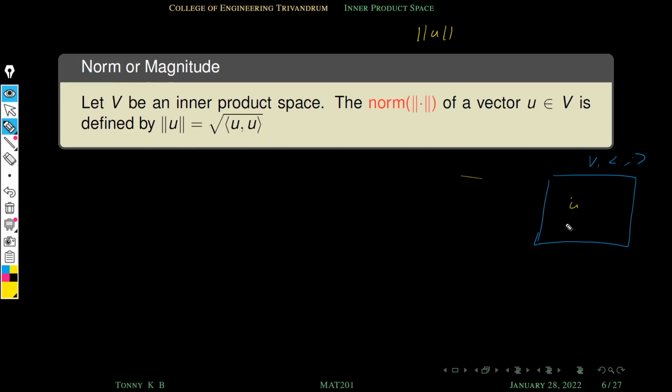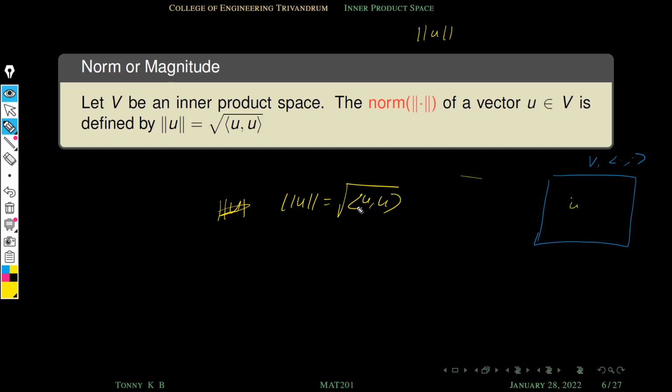We consider an inner product space V. We know that V being an inner product space means V is a vector space together with a function, and this function has some properties. That is our inner product space. Then you can define norm using this inner product. How? You choose an arbitrary element from capital V, that will be u. Then we can define norm u like this: positive square root of the inner product of u with u.